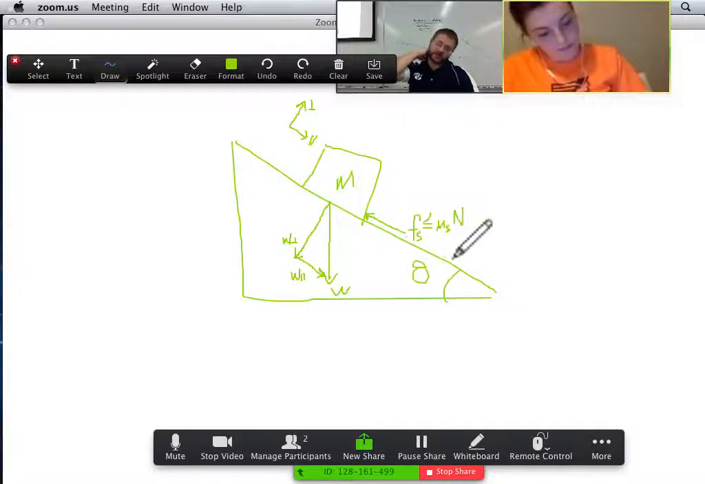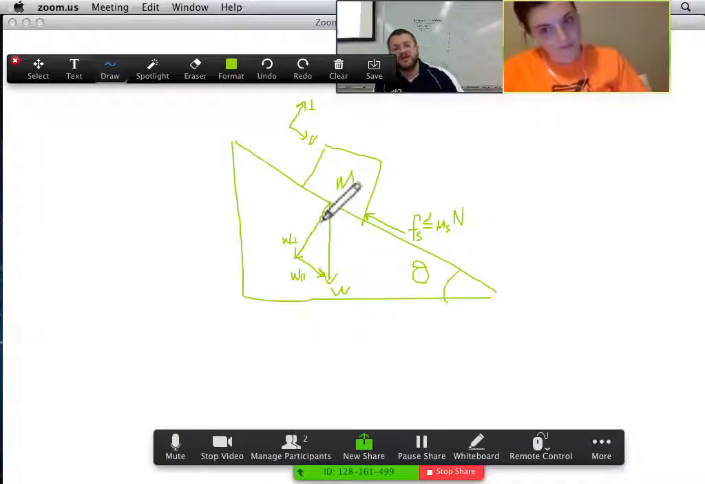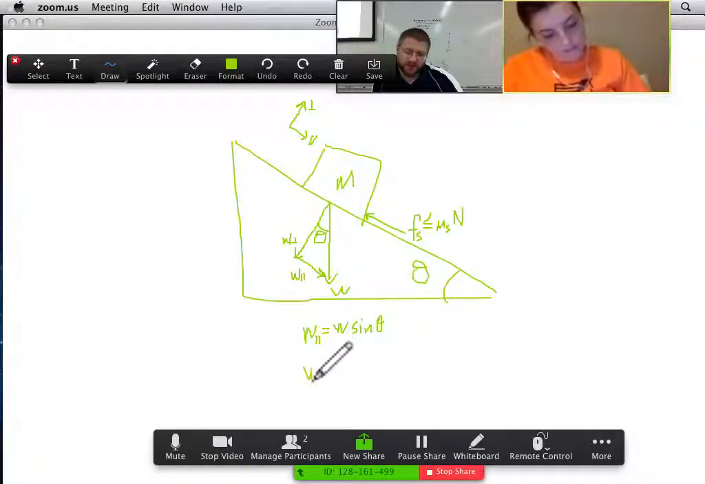And I always draw my triangles kind of askew here so that I can always tell which angle is which. This angle theta is obviously the smaller of the two angles here, and that's obviously this one. It just makes it easier so I don't mess up. And that means that my W parallel is going to be opposite that angle, so W parallel will equal W sine theta, right? And my W perpendicular will equal W cosine theta.